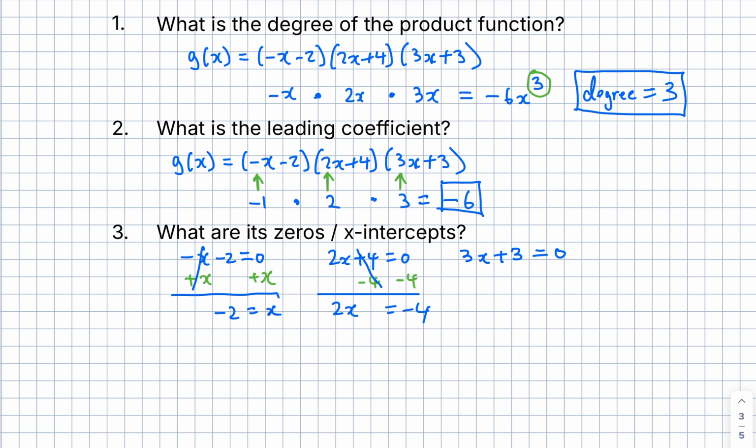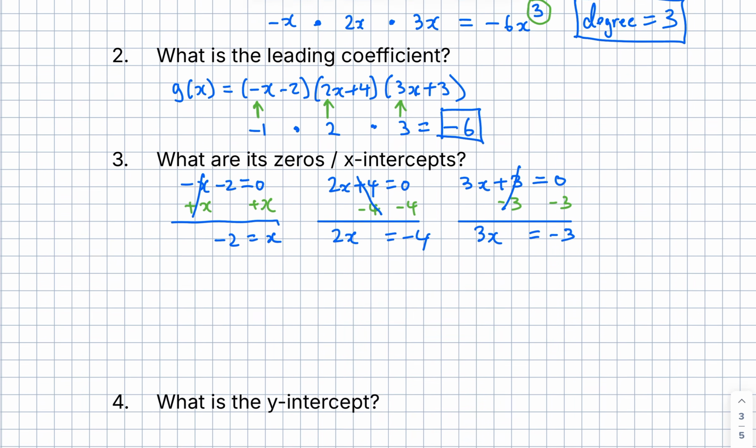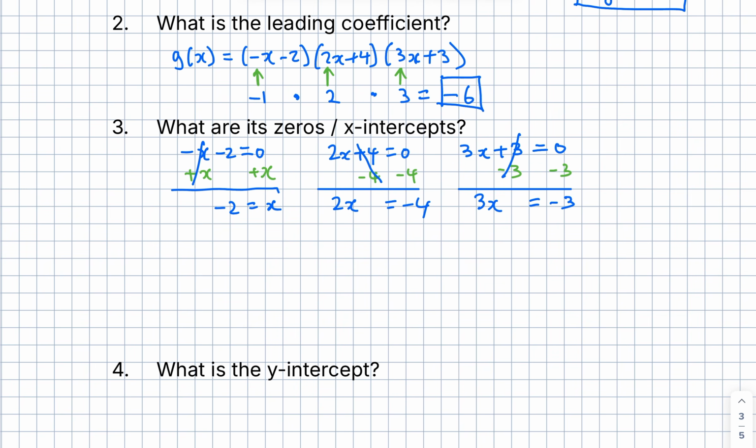Okay, these cancel out. And then for the next one, we're going to subtract 3 from both sides, similar to what we just did. And when we do, these cancel out, and we get 3x is equal to negative 3. Okay? Continuing on with this second one, we're going to divide both sides by 2.